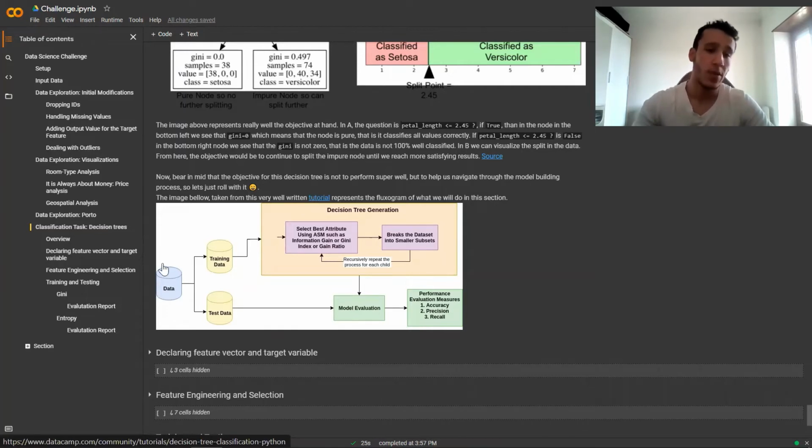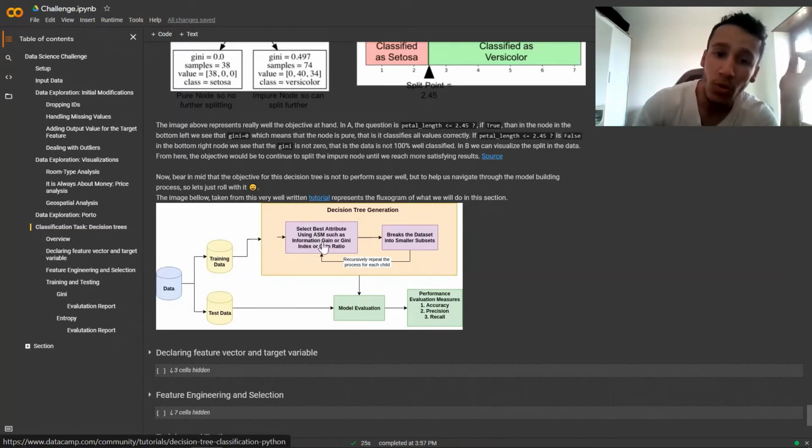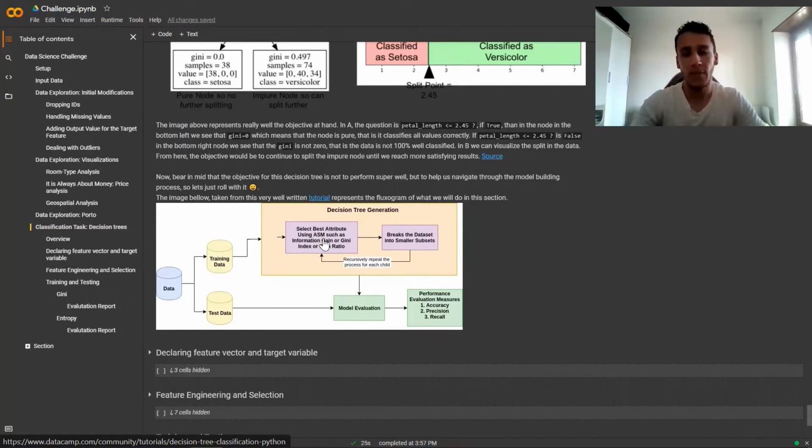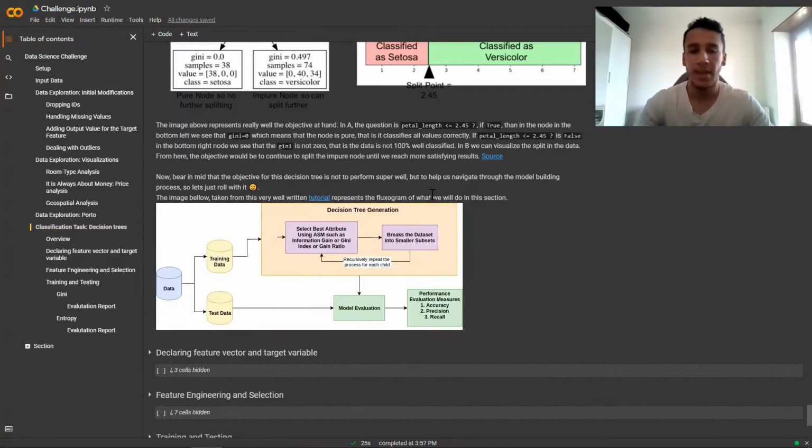We have our data that we already have taken a look into. We have our training data, where we are going to choose to use two ASMs, which are Gini and entropy. Then we are going to break the data set into subsets and apply it again, very greedy-like. And then we have our testing data. We have our model evaluation, which is the performance metrics that we all know and love: accuracy, precision, and recall. Let's jump right into it.